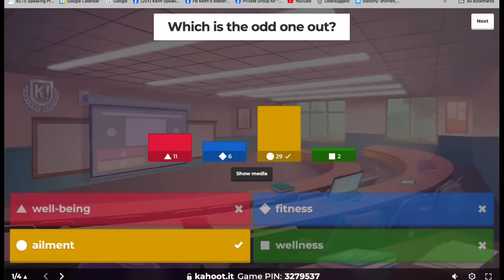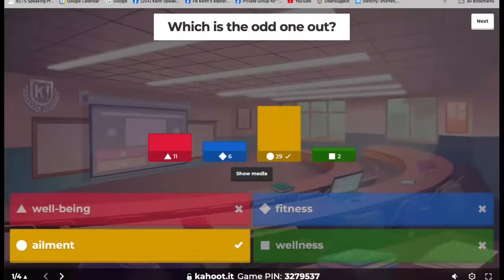Right, the answer is ailment, okay? Because well-being and wellness are the same. Fitness is also very similar, being in a healthy state. So basically those three mean being healthy. Wellness, well-being, fitness, they're all connected. Ailment is the sickness. It's the opposite, right? So that's why that one is the odd one out.